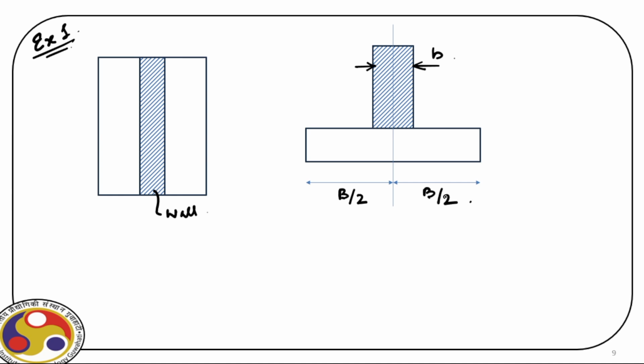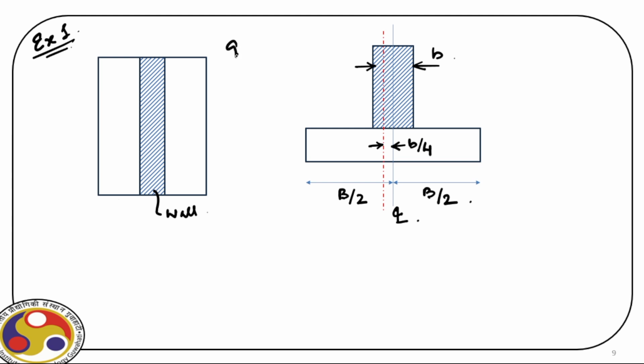Then it is a wall and there is no monolithic action between the wall and the foundation. The wall is just sitting over the foundation, and therefore for this we already discussed that the critical section will be at the middle of the center line of the wall and the face of the wall, right? So this is the critical section. The distance from the center line of the wall is B by 4.